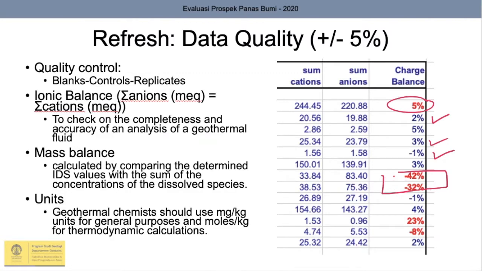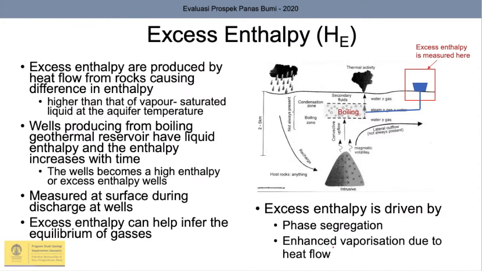It seems like here one of the ions is more dominant than the others, causing the ionic charge not to be balanced. And this is another concept that you would need to understand to be able to assess the reservoir condition. This is the excess enthalpy, usually noted as HE.